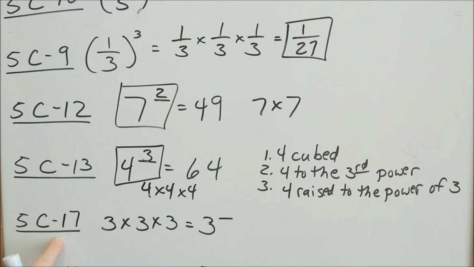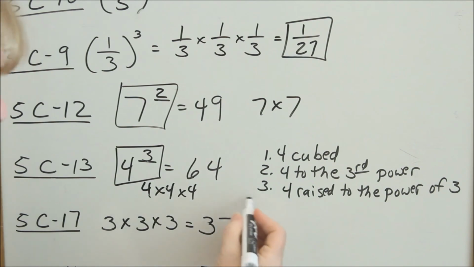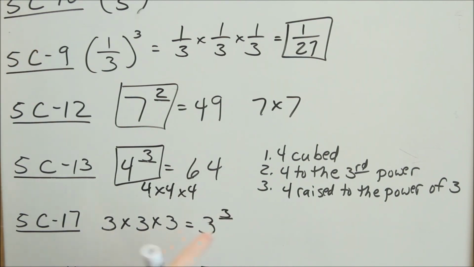Okay, look at 5C17. They're writing it out like this, and then they want you to put 3 to the what exponent? Well, how many times do they write 3 here? 3 times 3 times 3. This is written 3 times. 3 times itself 3 times. 1, 2, 3. So a 3 exponent goes there. 3 cubed, or 3 to the third power, means 3 times 3 times 3.